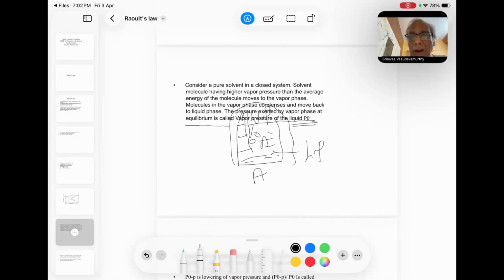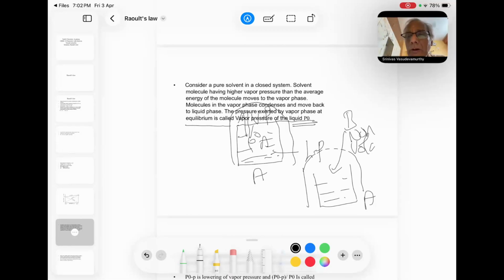Now let us say I'm taking the same liquid, liquid A, and adding a solute B, a non-volatile solute. That is, B will not evaporate. For example, sodium chloride or potassium chloride are non-volatile solutes. I am adding a non-volatile solute B here, so AB is the solution formed.